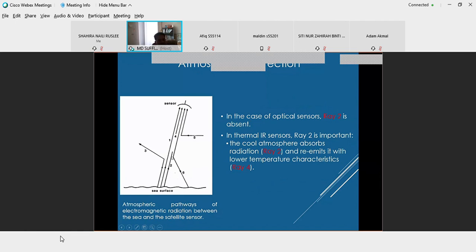Ray 2 is usually absorbed by particles, and the particles will emit long wave radiation, either infrared, far infrared or microwave radiation. And for thermal infrared sensors, ray 2 is very important, because it will measure the emission of infrared radiation.